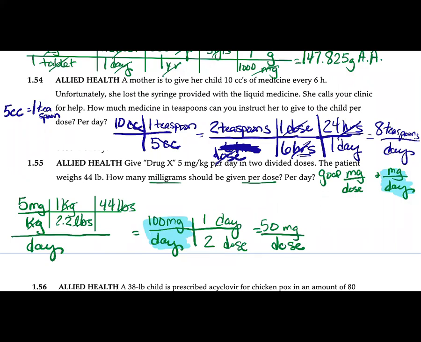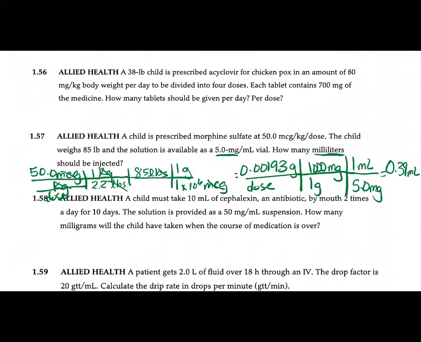Okay, so our first answer was 2 teaspoons per dose, and the last answer was 8 teaspoons per day. All right, 1.56. We have a 38-pound child who is being prescribed a drug for chickenpox at 80 milligrams per kilogram of body weight per day, to be divided into 4 doses. Each tablet contains 700 milligrams of the medicine. How many tablets should be given per day and per dose?